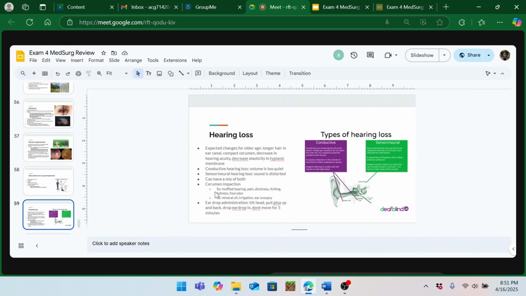And then this is your earwax impaction. Symptoms are going to be muffled hearing, dizziness, pain, fullness of the ears, like a foul odor. To treat it, you're going to do mineral oil, irrigation, ear scopy. Teach these people how to take their eardrops. So that was on the page before: tilt their head back, pull their pinna up and then back, drop the eardrop in, tell them to lay on their side, don't move for 5 minutes, and then they're good to go.